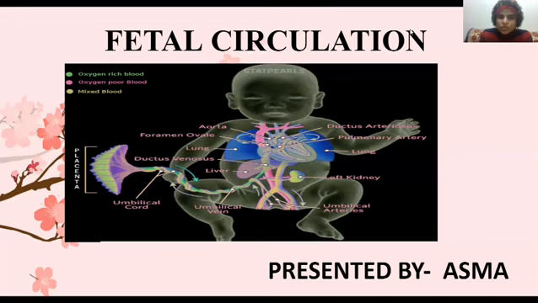How is it distinct from human circulation? As all of you know, the placenta is the only source of nutrient and oxygenated blood to the fetus, and the fetus's lungs don't function before birth. So all the nutrient and oxygenated blood is provided to the fetus via a specialized shunt system.